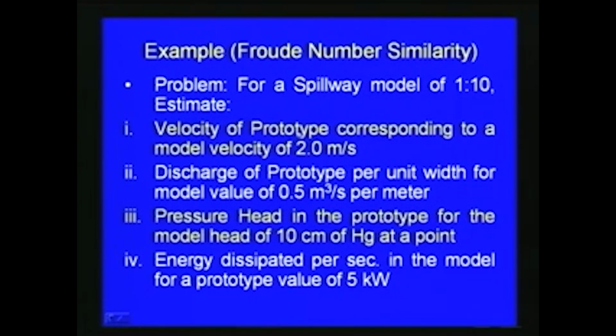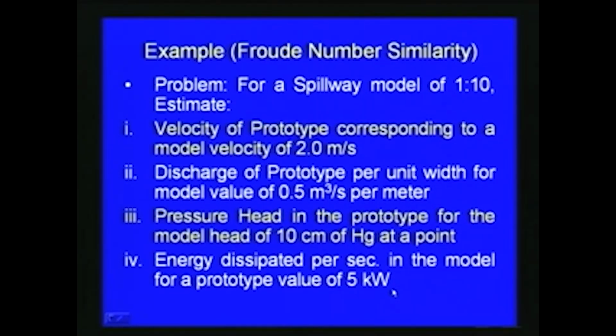The second one is an example on Froude number similarity. So, here the problem is: for a spillway model of 1:10, estimate the velocity of prototype corresponding to a model velocity of 2 meter per second, the discharge of prototype per unit width for a model value of 0.5 cubic meter per second per meter, the pressure head in the prototype for the model head of 10 centimeter of mercury at a point, and then the energy dissipated per second in the model for a prototype value of 5 kilowatt.